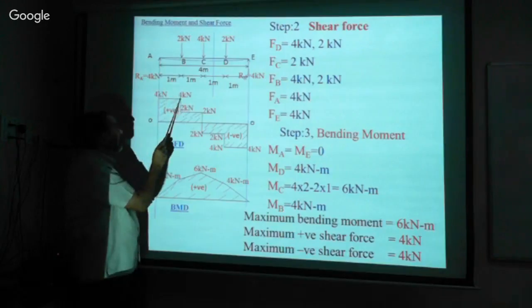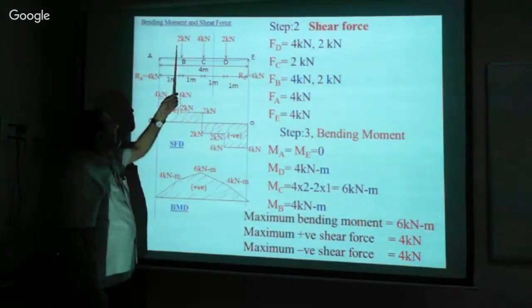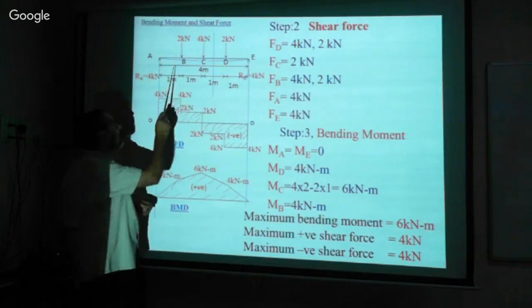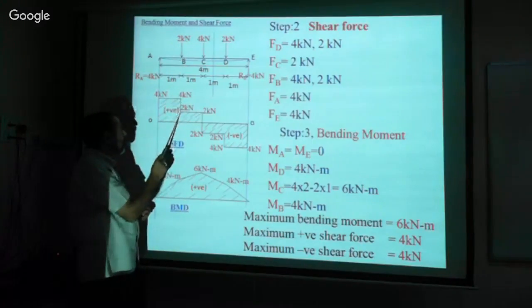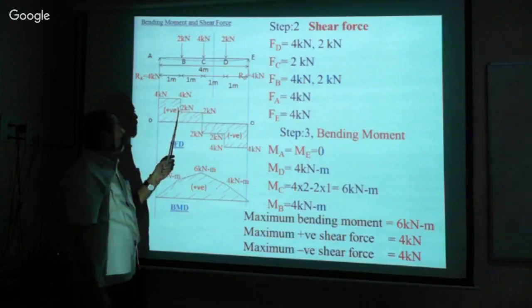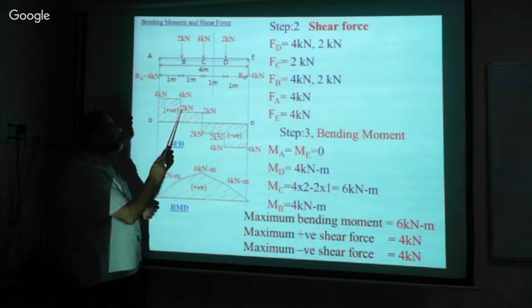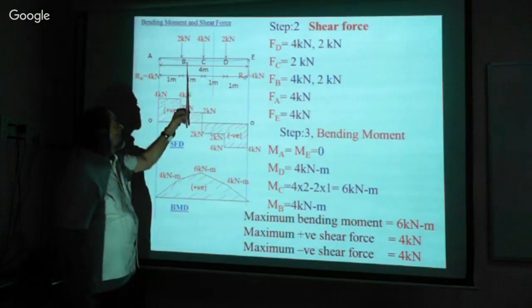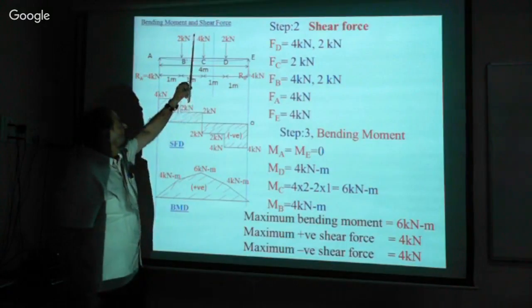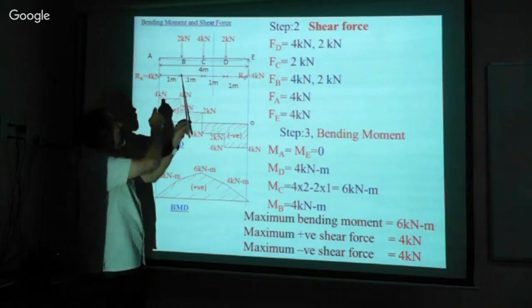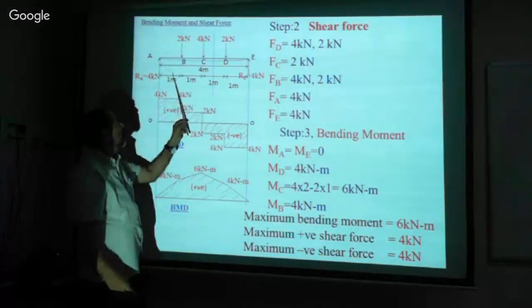Now draw this line. And at this point, 2 kilonewton is acting downward. Therefore, you come down 2 kilonewton here. Now from here to here, it is left with 2 kilonewton shear force. And then, if we calculate the shear force anywhere between B and C, you just calculate that 4 is acting upward and 2 is acting downward.